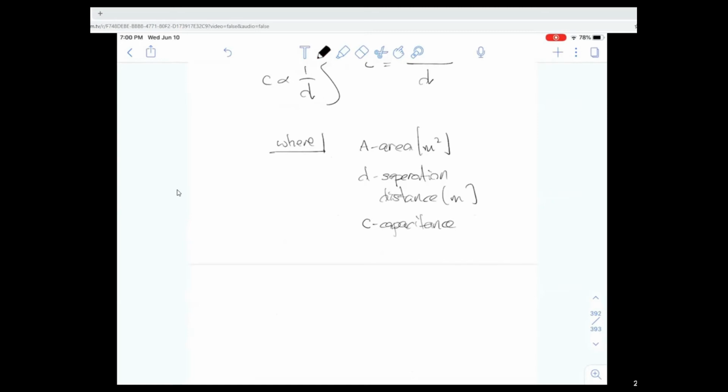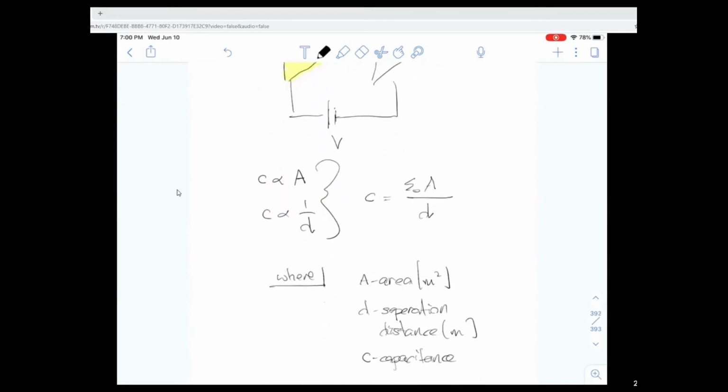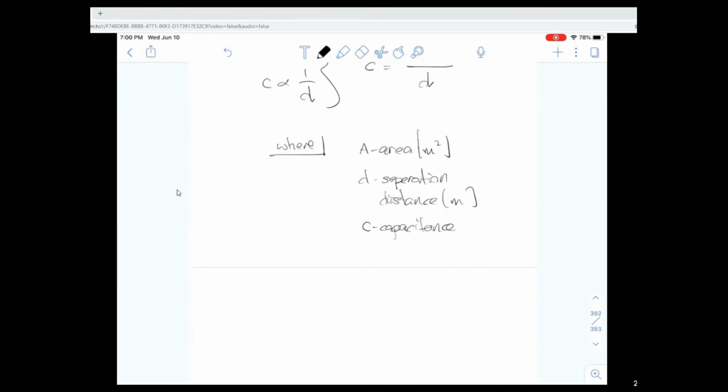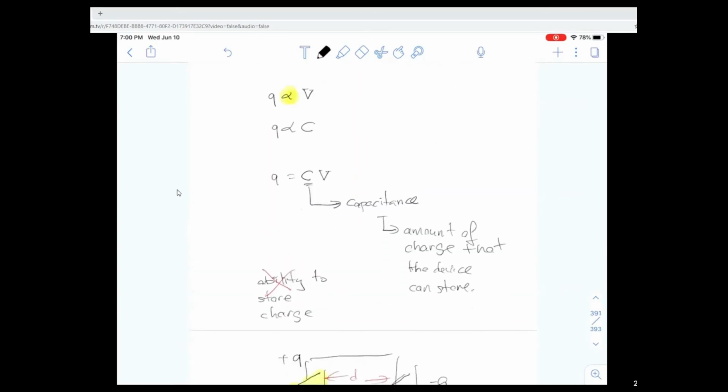C is our capacitance. Say it's the ability to hold a charge. Or what did I say? The amount of charge that the capacitor can hold. The amount of charge that you can store in a capacitor is the capacitance. Okay, it's kind of like that. So this is the main formula.